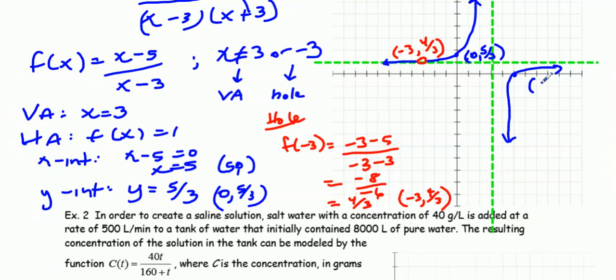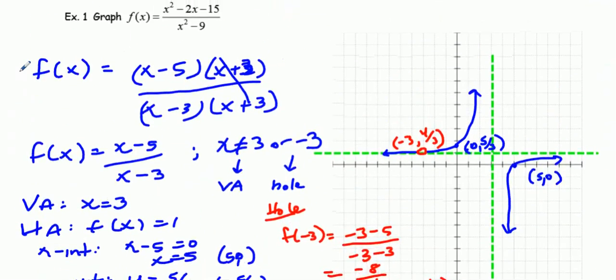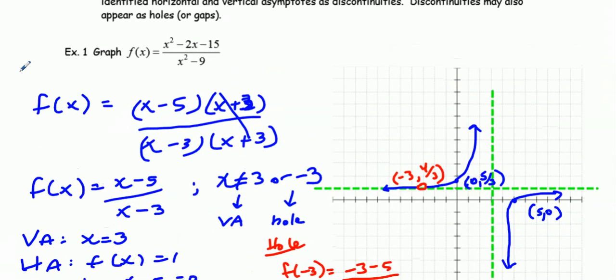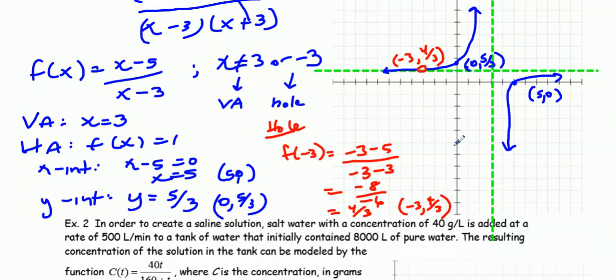And this one over here was 5, 0. And now I'm going to put my equation on, but I'm not putting this equation on because this graph has a hole in it. This is the graph of the quadratic over the quadratic. So that's what you're writing on your graph. Okay, so x squared minus 2x minus 15 over x squared minus 9.